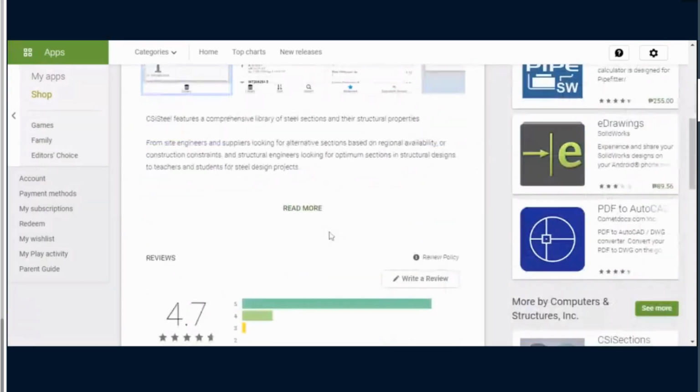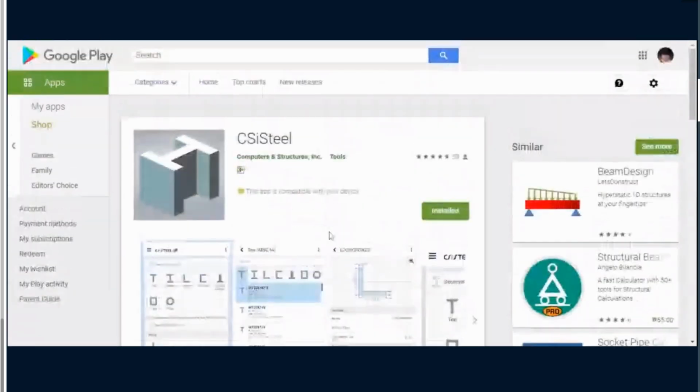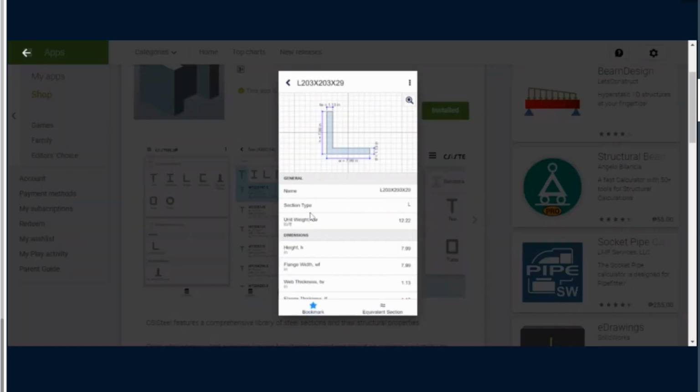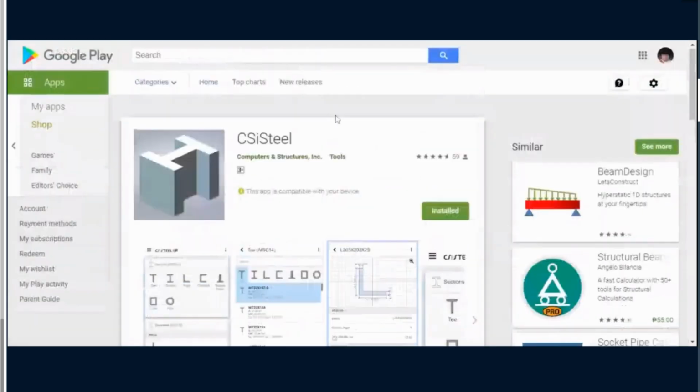Okay. Another feature of this application is that you can convert them readily to SI. For example, the default unit is the US units, USC. You may convert them to SI. You just click it here and then you just convert the units. So that's how you use CSiSteel. Okay?